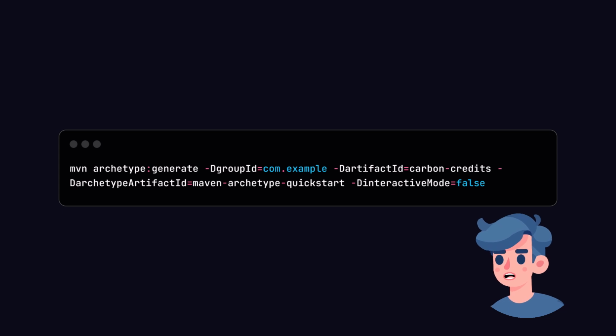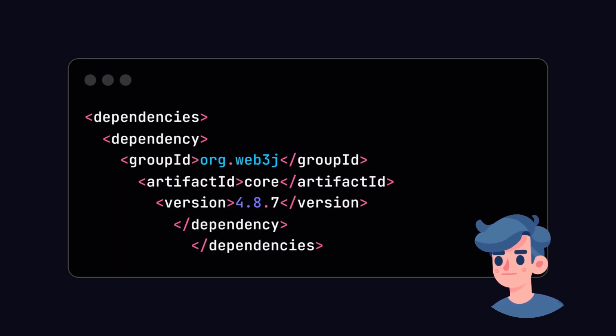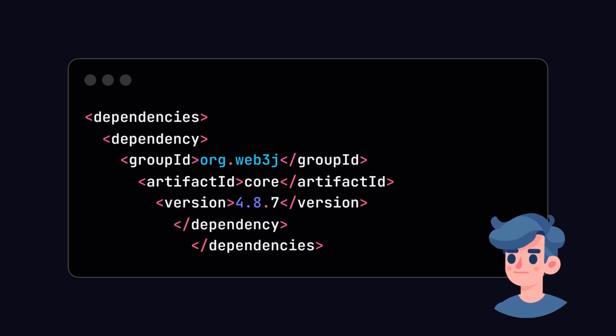Make sure you have Maven installed. In your terminal, create a new directory and run the following command to initialize your project structure. After creating the project, open the pom.xml file in the root directory and add the Web3j dependency to it. This allows us to work with the Ethereum blockchain.